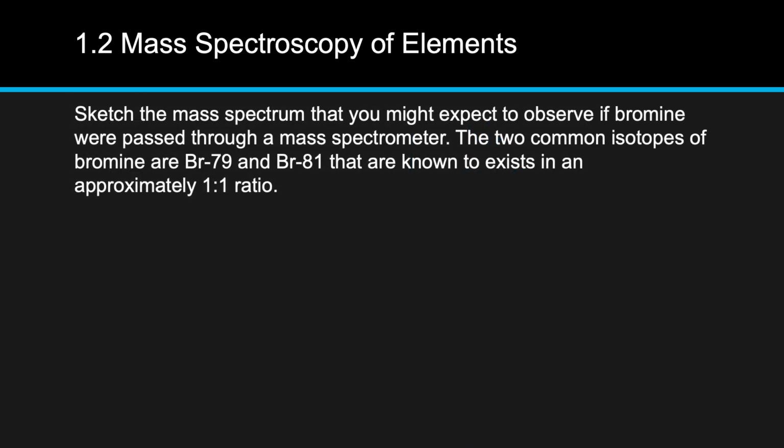And then just so you can practice sketching one of the graphs, I would like you to sketch the mass spectrum that you might expect to observe if bromine were passed through a mass spectrometer. The two isotopes of bromine are bromine-79 and bromine-81, and they are known to exist in an approximately 1-to-1 ratio. So go ahead and pause the video and sketch out that mass spec and press play when you're ready to see the key.